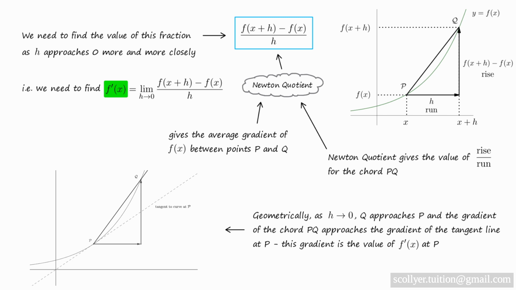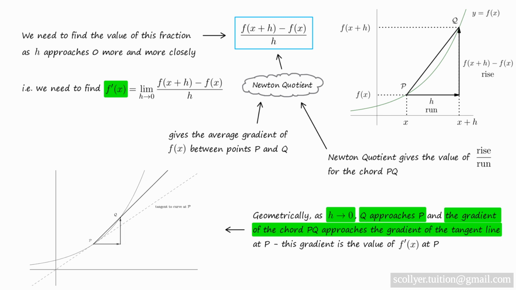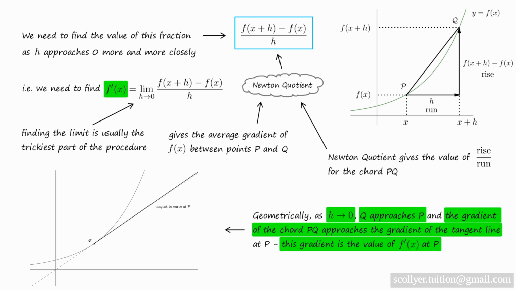In other words, the Newton quotient gives the value of rise over run for the chord PQ. And here we see that as h approaches 0, Q approaches P, and the gradient of the chord PQ approaches the gradient of the tangent line. And this gradient is the value of f'(x) at P.